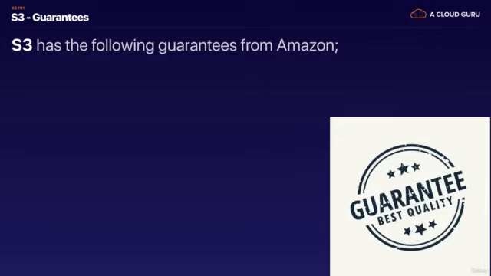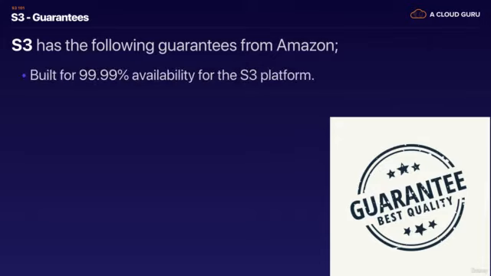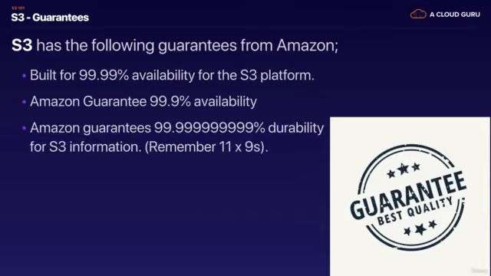So what are the S3 guarantees? What does Amazon guarantee from S3? Well, it's built for 99.99% availability, and Amazon will guarantee 99.9% availability. And Amazon guarantees 99.999999999% durability for S3. I'm not going to say it, but basically this is referred to as 11 nines because there's 11 nines there. So just remember 11 nines. And what does that mean? Well, that means if you put your object up in S3, it's very, very unlikely that it's going to be lost. It's only going to be lost 1 in however many nines that is. So it basically guarantees the durability of your object.